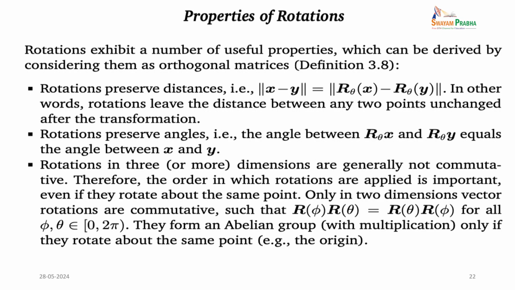Rotations exhibit a number of useful properties, which can be derived by considering them as orthogonal matrices. Rotation preserves the norm: norm of x minus y equals norm of R theta x minus R theta y. In other words, rotation leaves the distance between any 2 points unchanged after the transformation. Rotation preserves angles, that is, the angle between R theta x and R theta y equals the angle between x and y.